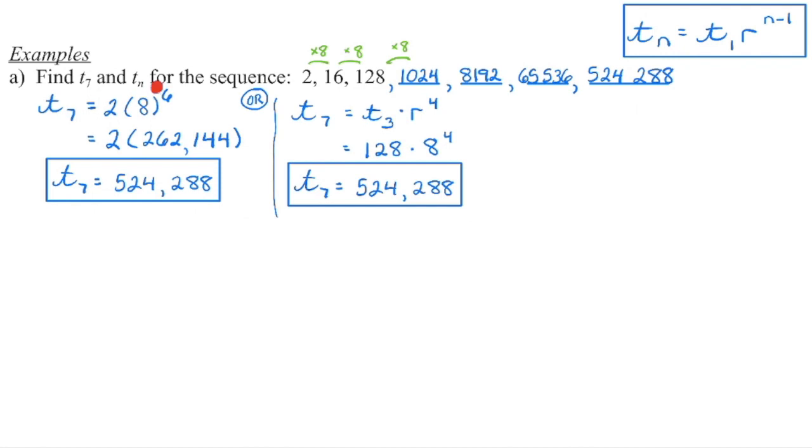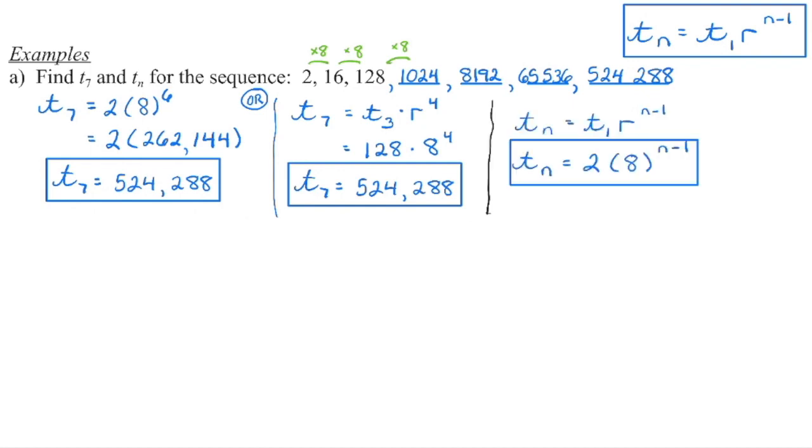Now, in terms of getting the general term, we are looking for a formula that no matter what we substitute in here for n, we're going to be able to get the value of that term. So let's begin with that general formula, and we can substitute in what we know. We know term 1 is 2, we know our common ratio is 8, and we want to keep n in that formula so we can substitute anything in and find the value of that.